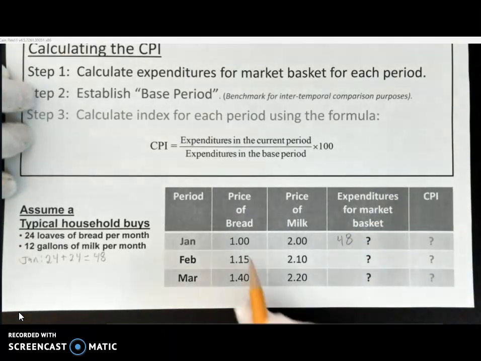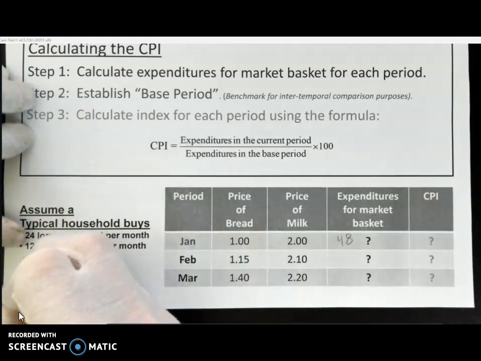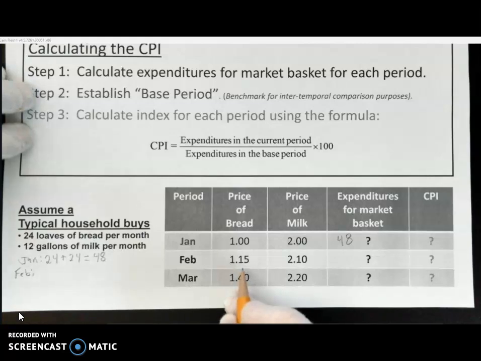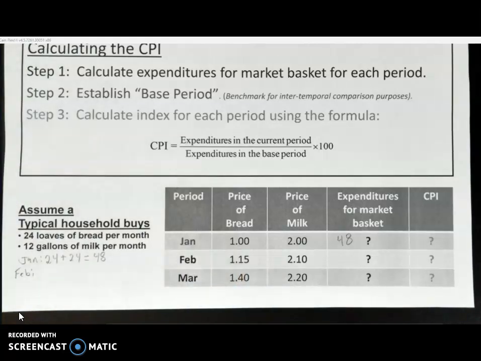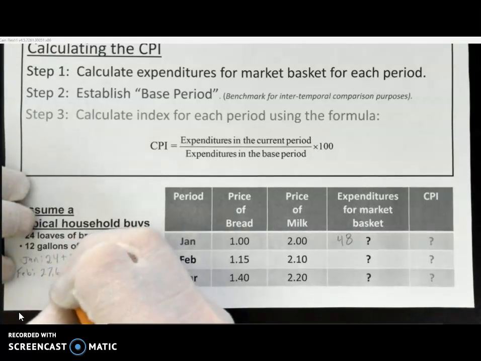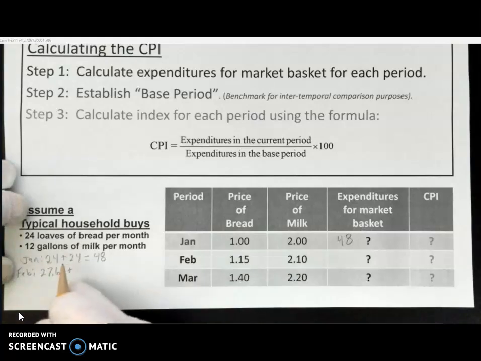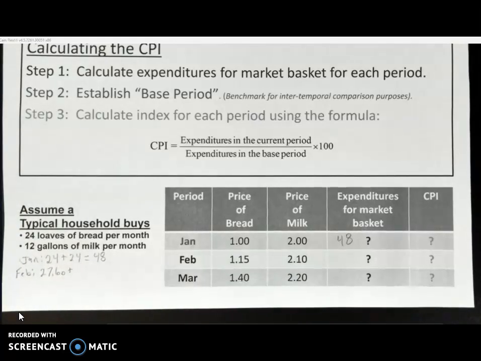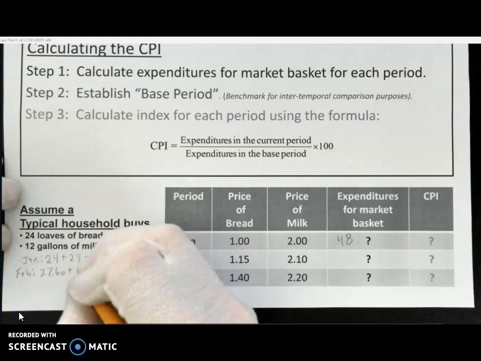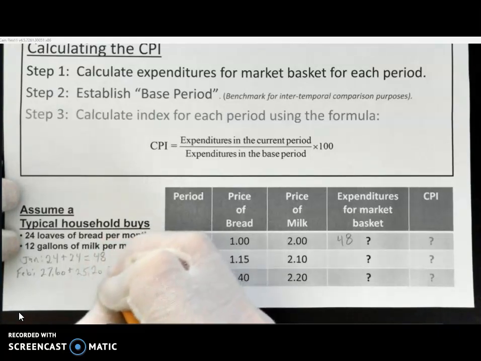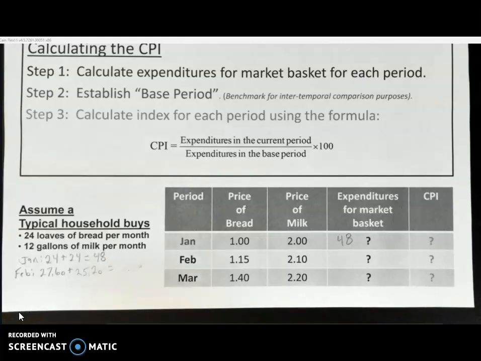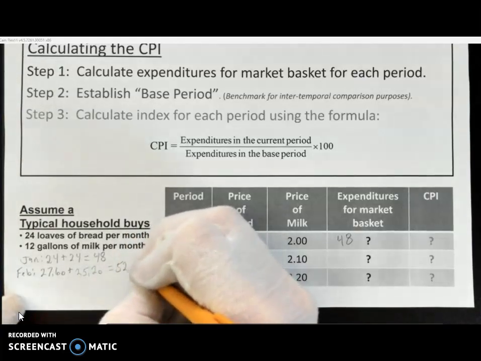Now in February, it looks like bread has gone up. So in February, we're going to spend $1.15 to buy those 24 loaves of bread. If I take 24 times 1.15, I get $27.60. And then for milk, it looks like I'm spending $2.10 and I'm buying 12 gallons. So if I take 12 gallons times $2.10, I get $25.20. And then I add those two together and get 52.80.